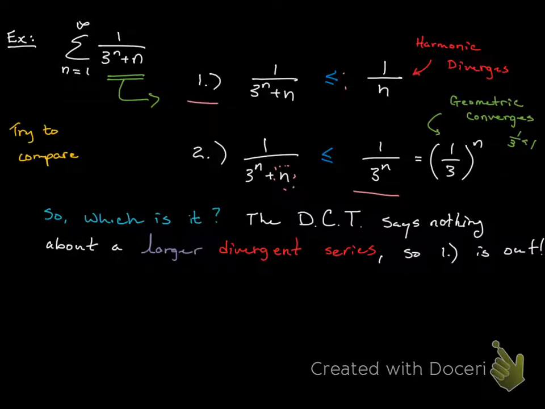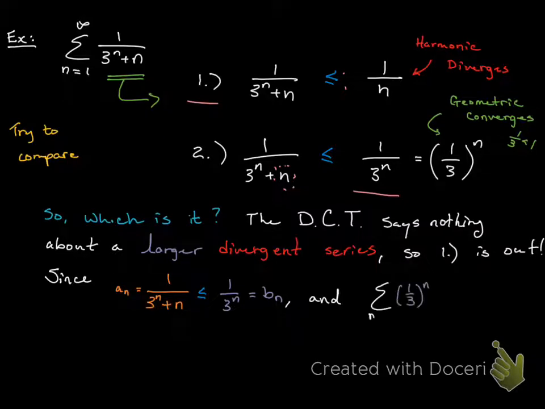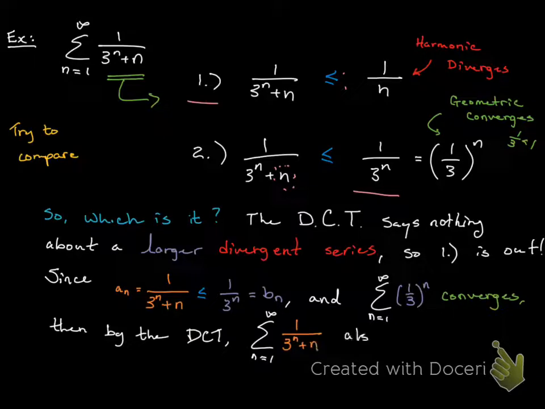That is a larger convergent series. So since a sub n, my 1 over 3 to the n plus n, is smaller than 1 over 3 to the n, here I'm labeling what I've chosen for a sub n and b sub n. Since I have that inequality, which I need in order to actually use a direct comparison, and I know that this 1 over 3 to the n is geometric and converges, then by the direct comparison test, the series that I started with also converges.